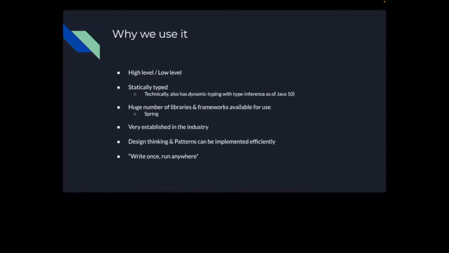It's statically typed, so all of your variables and everything has a type, which means that debugging your code and writing your code can often be super clear as to exactly what sort of data you're working with. Which obviously has the disadvantage that you have to define everything as being a type. But technically speaking, there is dynamic typing with type inference as of Java 10.